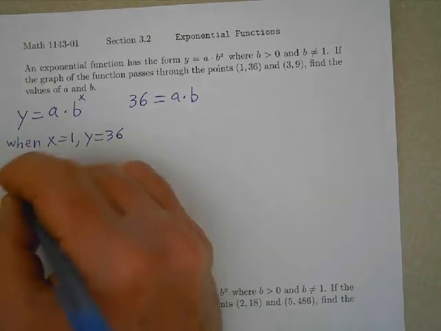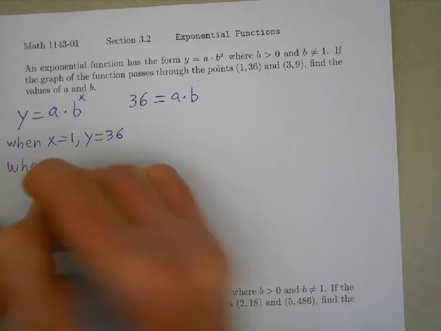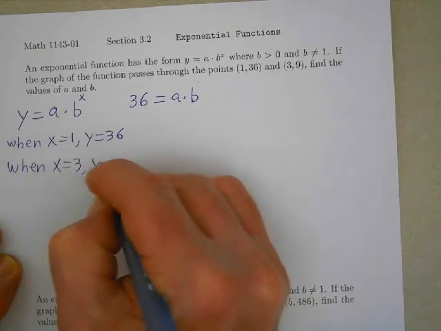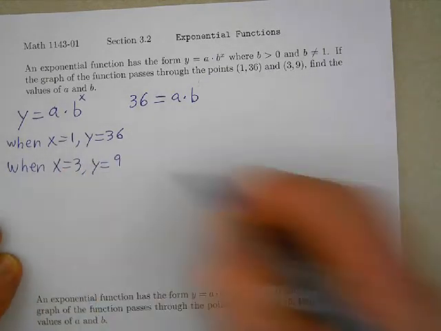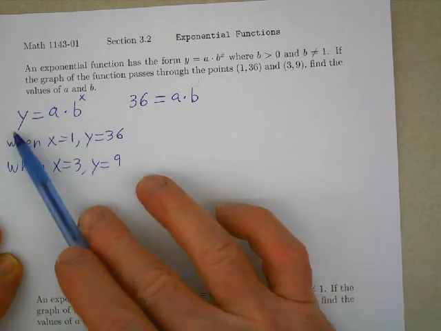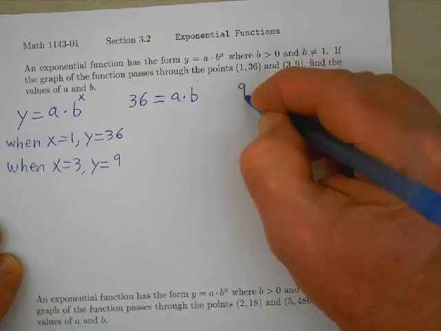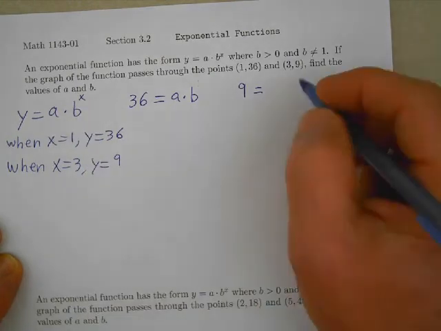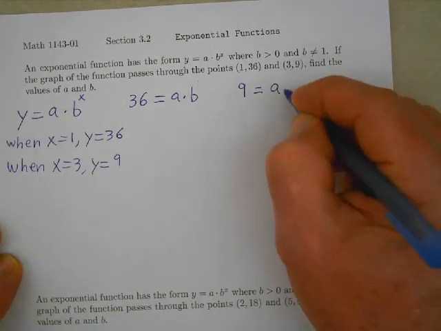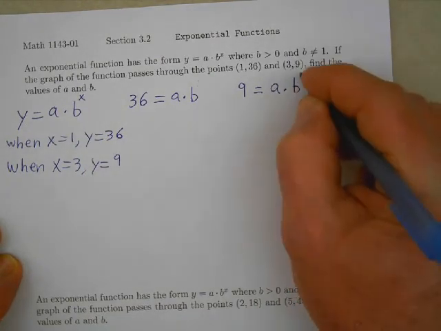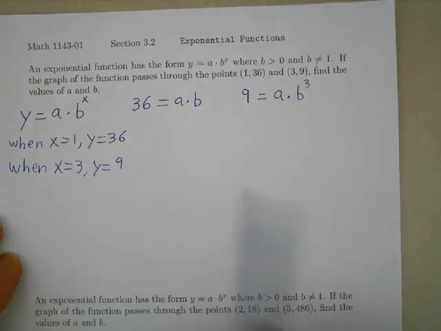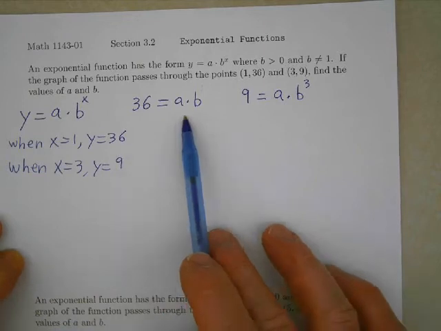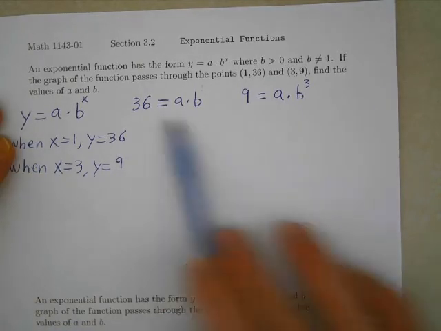And then we're told that when x equals 3, the y value is 9. So in the function, replace y with 9 and replace x with 3, we get 9 equals a times b to the third. So we're going to use these two equations and determine what the values of a and b are.